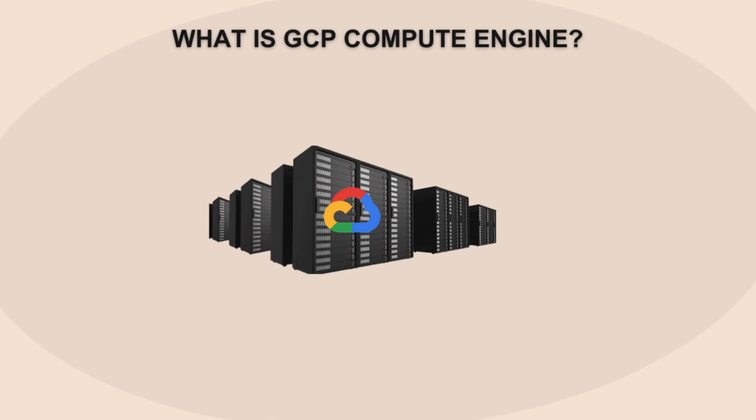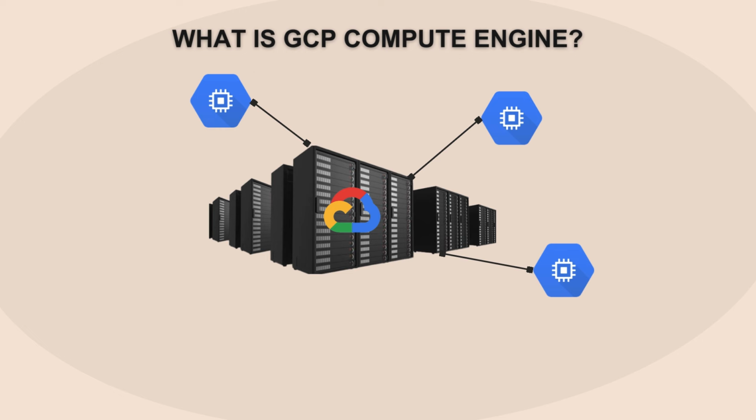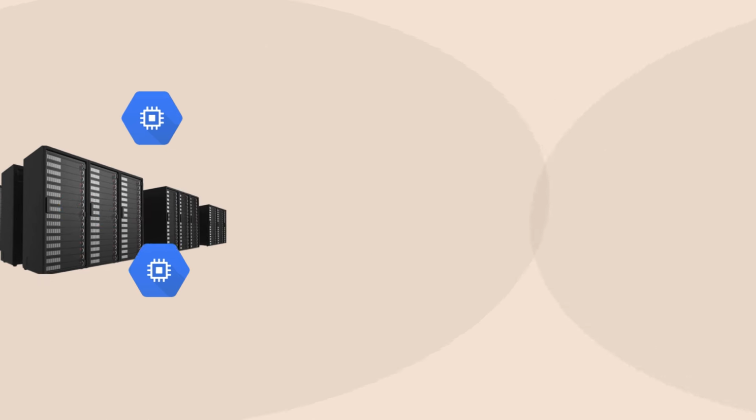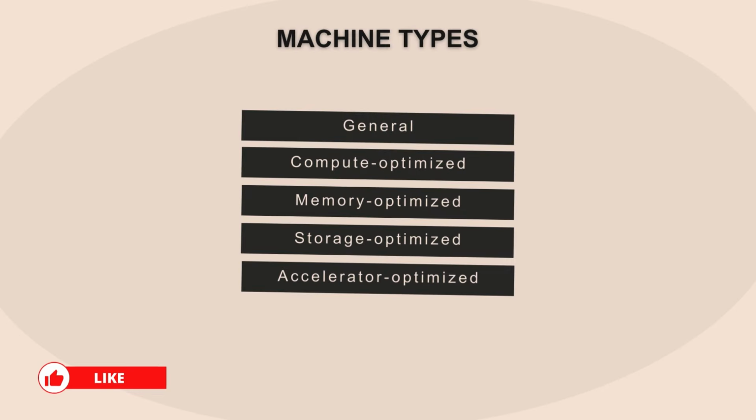Welcome to our channel. Let's dive into the world of Compute Engine, Google Cloud's core infrastructure service. It's where powerful virtual machines come to life, leveraging Google's advanced data centers. From small-scale deployments to enterprise-grade applications, Compute Engine scales seamlessly with your needs. Google Cloud Engine has 5 different types of machines. Let's pass through all of them.